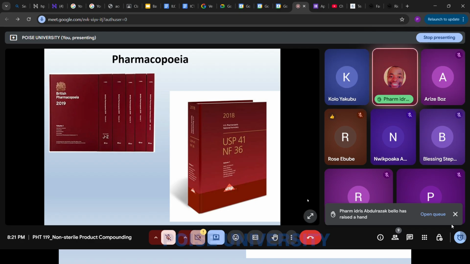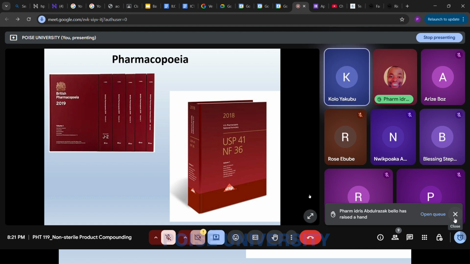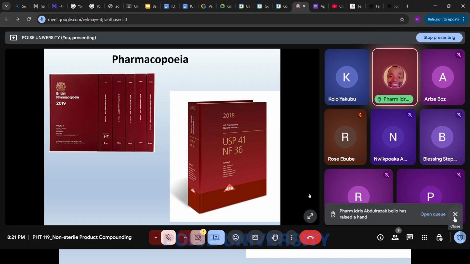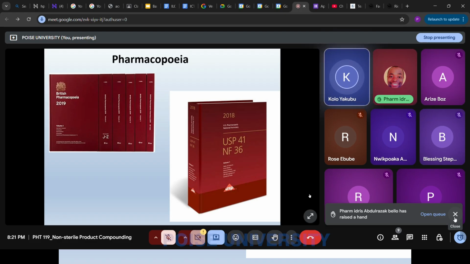Regarding the pharmacopoeia, you talk about the pharmacopoeia, and I need more highlights on it, especially API, active pharmaceutical ingredient, that I hear you talk about. Yes. You want me to throw more light on active pharmaceutical ingredients? Okay.